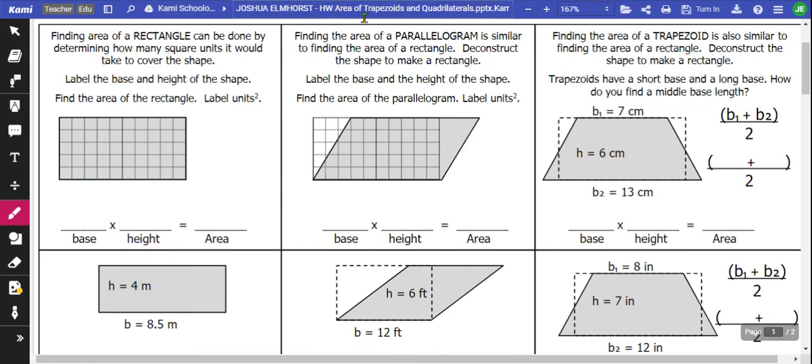Okay, this is Mr. Elmhorst. We're going to take a look at the trapezoid and area of trapezoids and quadrilaterals. The first one, we're going to look at a rectangle.